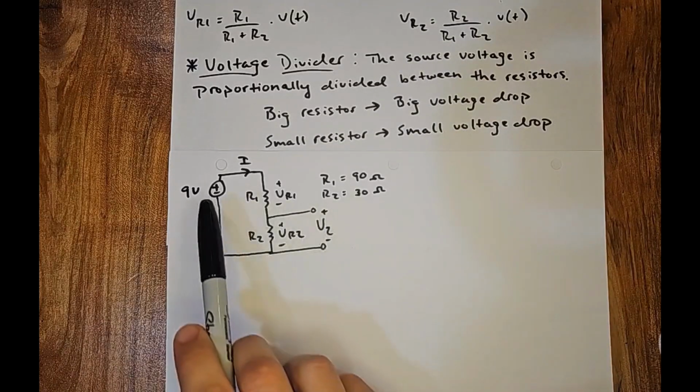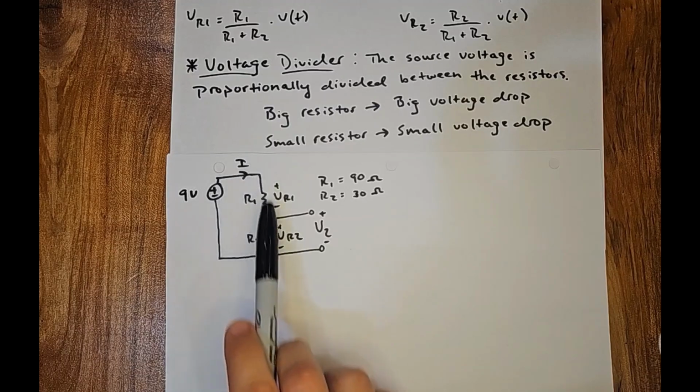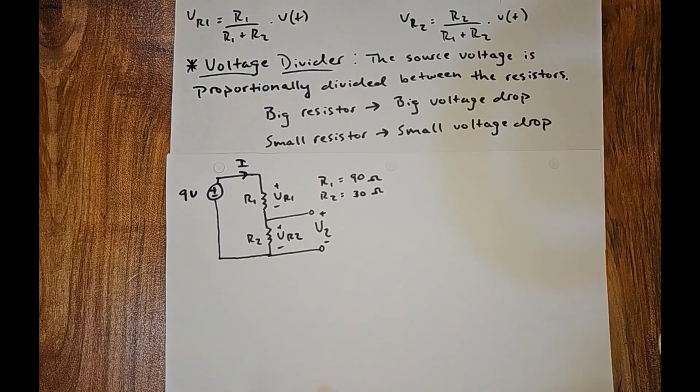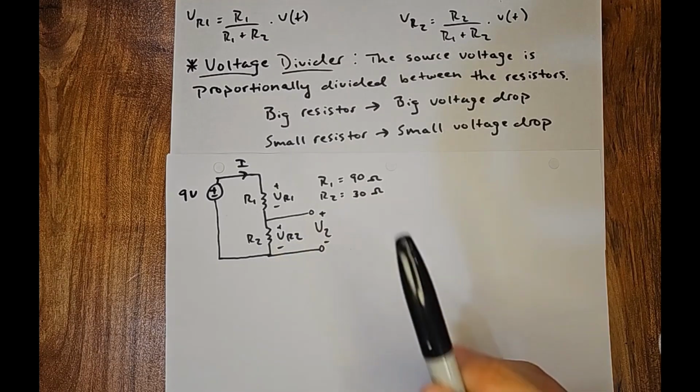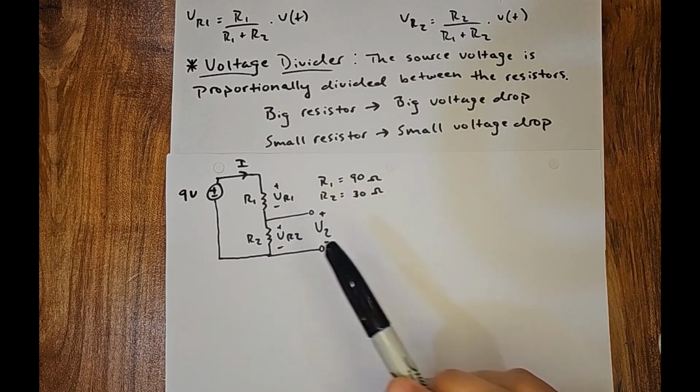So let's say we have a 9-volt source. We have our current I going in a clockwise direction. R1 is going to equal 90 ohms. R2 is going to equal 30 ohms. Let's find the voltage drop across R1 and R2.